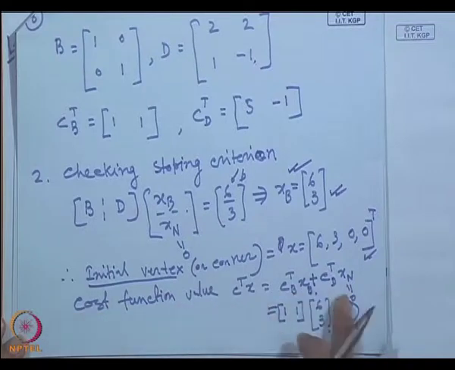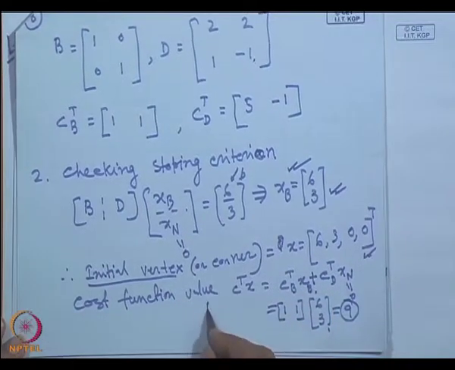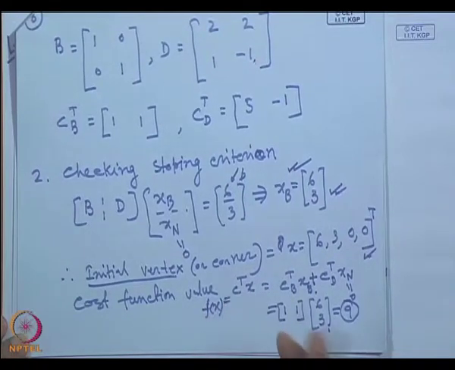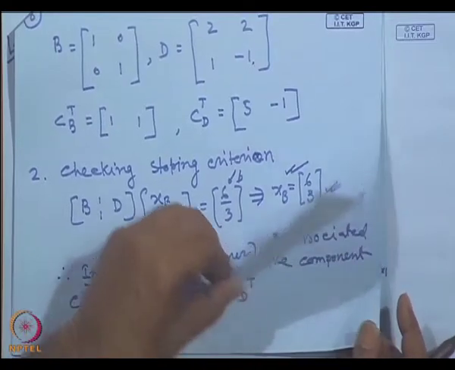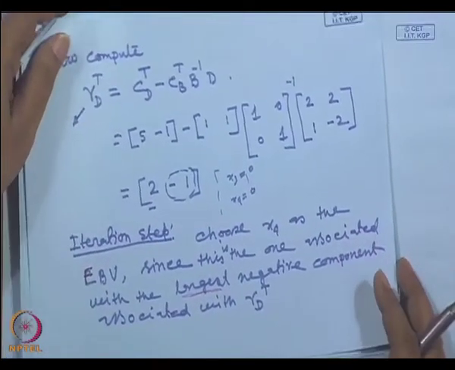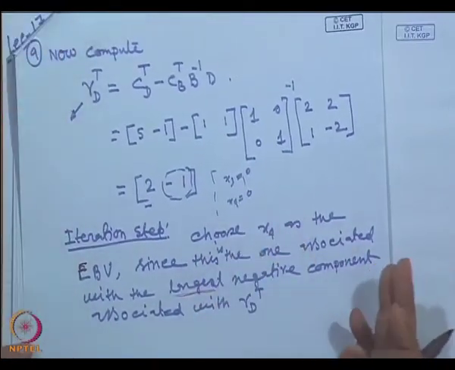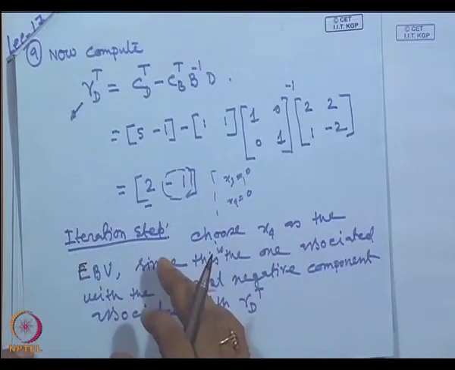Correspondingly, I can immediately find the cost function value, f(x). If I put in the value of x_B, c_B transpose, c_D transpose and x_N equal to 0, then I get an objective function value of 9. Then the logical question comes: if one of the non-basic variables is changed to a basic variable, and one of the basic variables is changed to a non-basic variable, will the objective function value decrease or not?